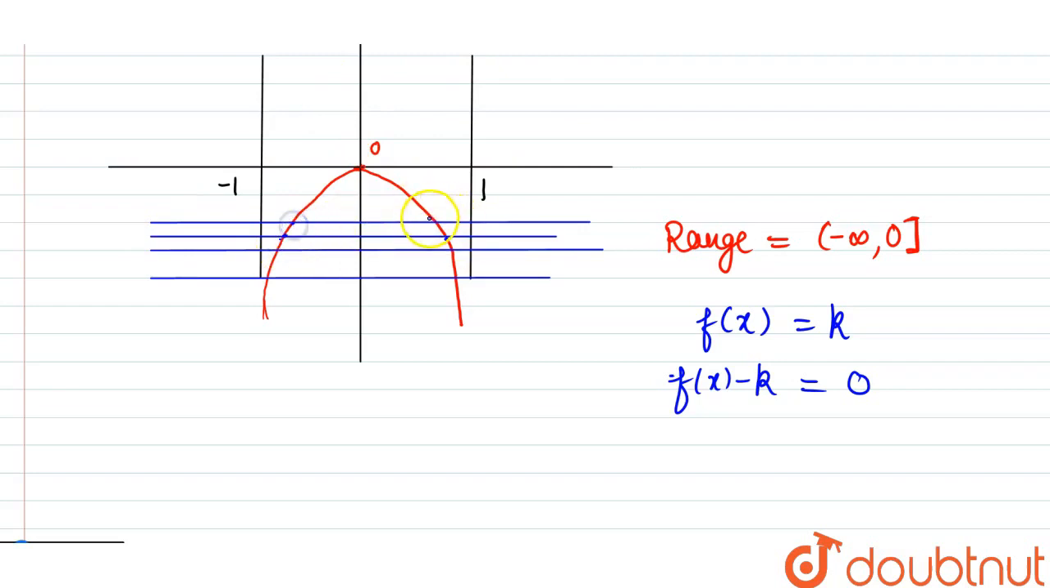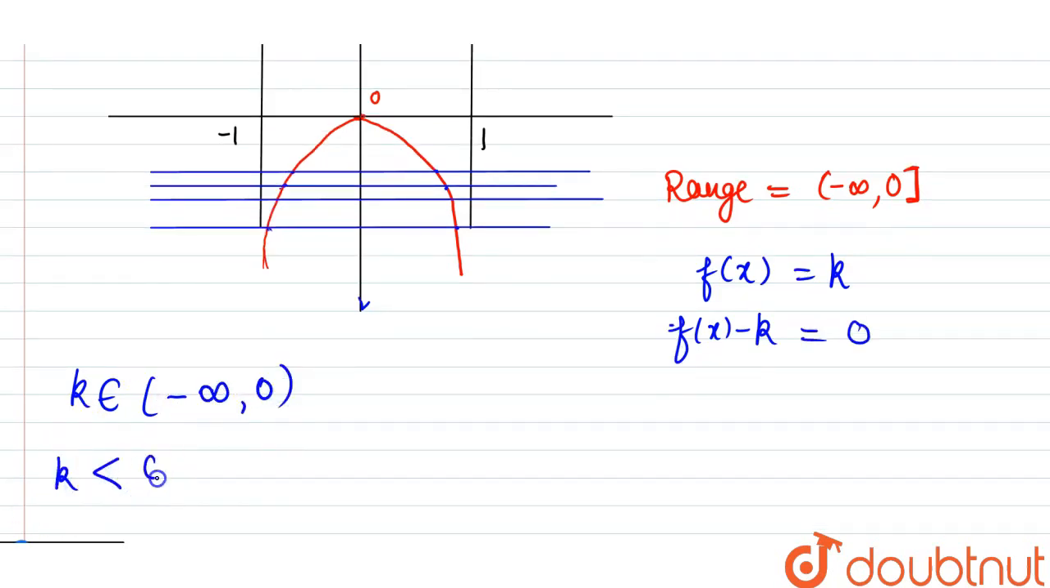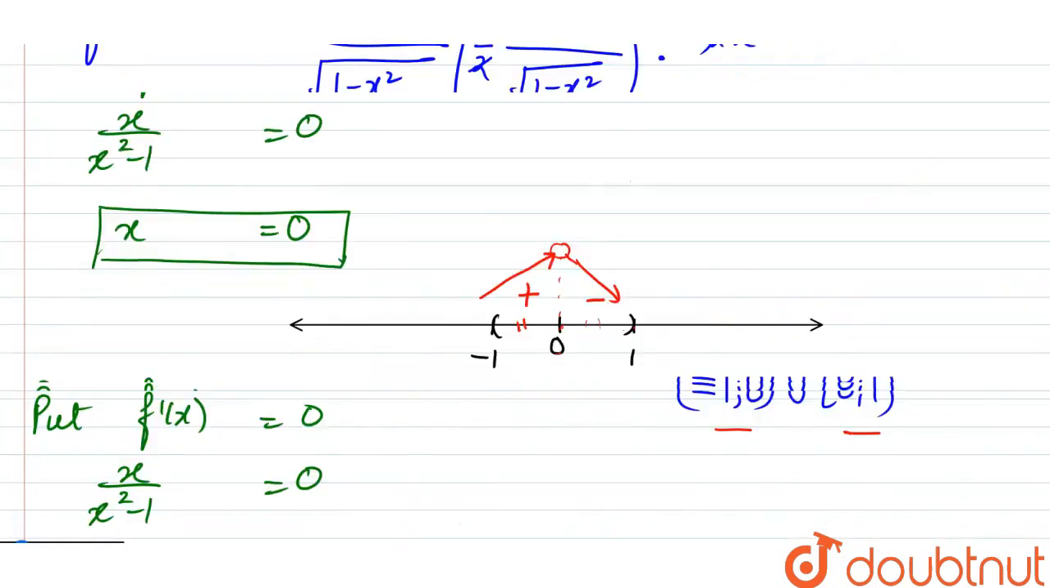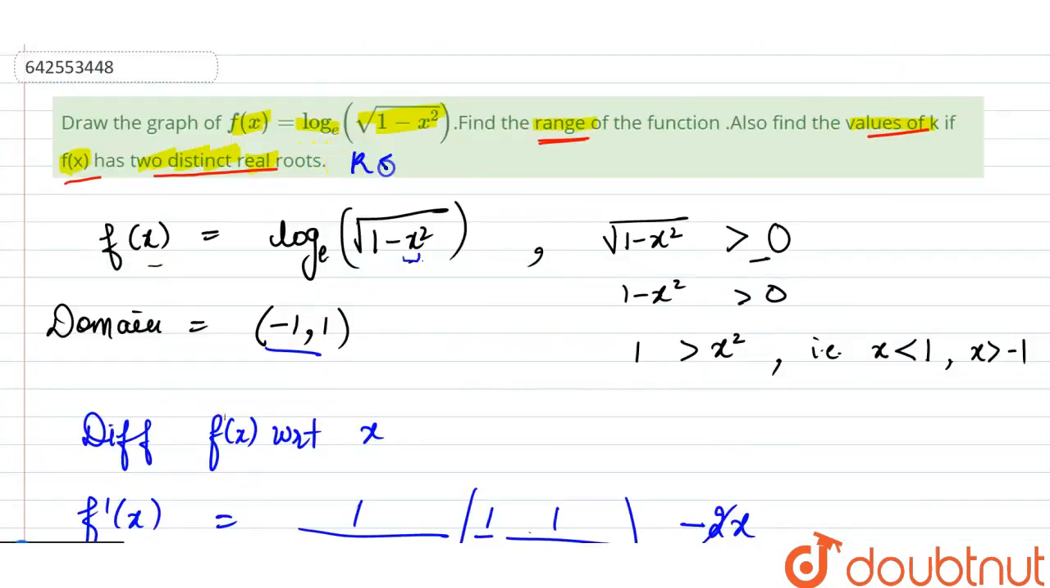So there are 2 points by which k is intersecting the f of x function. So we can say that these values of k are lying in the negative y-axis, and also they cannot be equal to 0 because at 0 they are intersecting just at one point. That means the value of k should lie in the open interval from minus infinity to 0. That is, k should be less than 0. So these will be the possible values of k for the function to have two distinct real roots. So this is the answer.